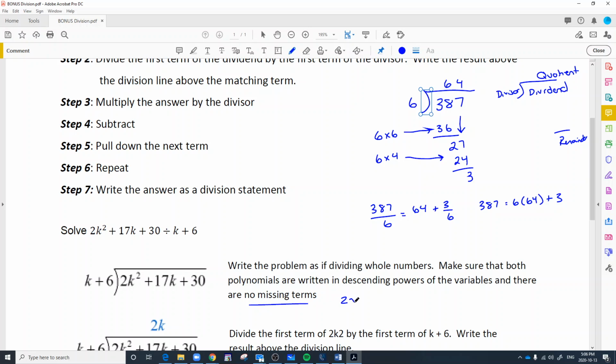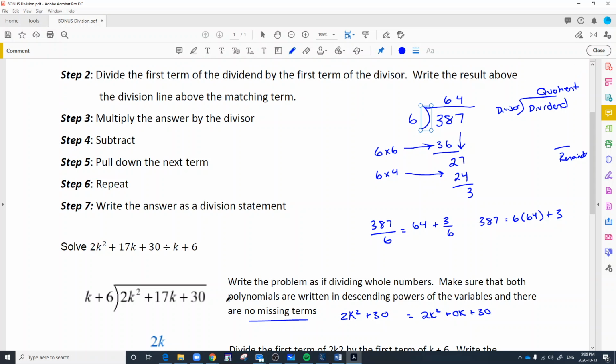If this had said 2k squared plus 30, we're missing a k term. So what you'd have to do if that was the case is insert a ghost term, I call it. It's kind of like a placeholder, because as you divide, you're going to have to make sure you go down in descending orders of power. So if that ever happens, just make sure you put in a ghost term, but this one's okay.